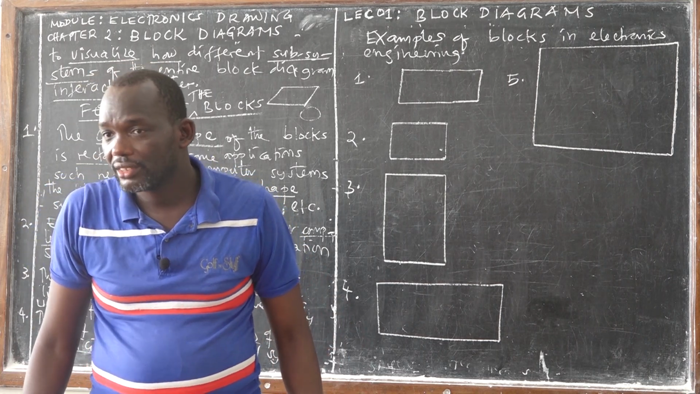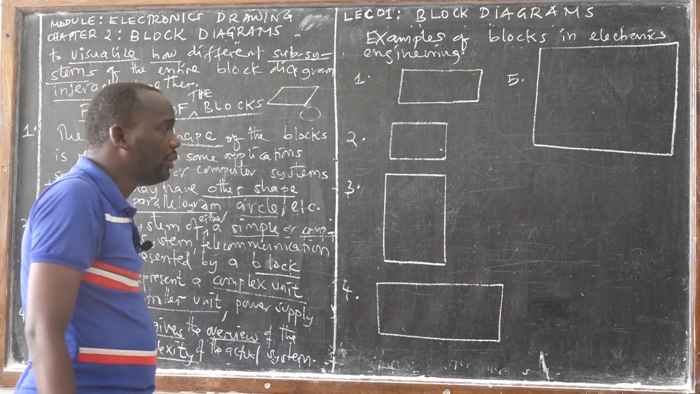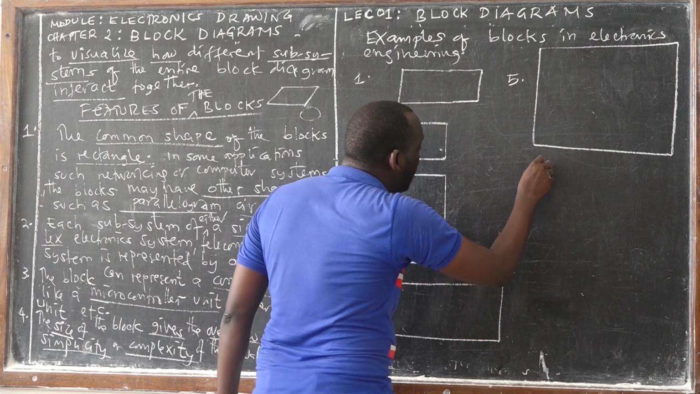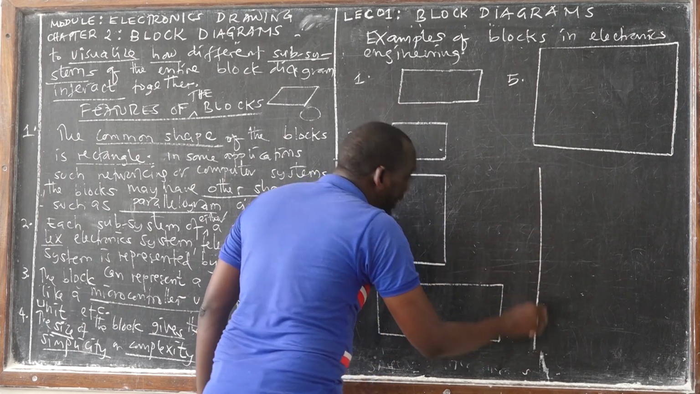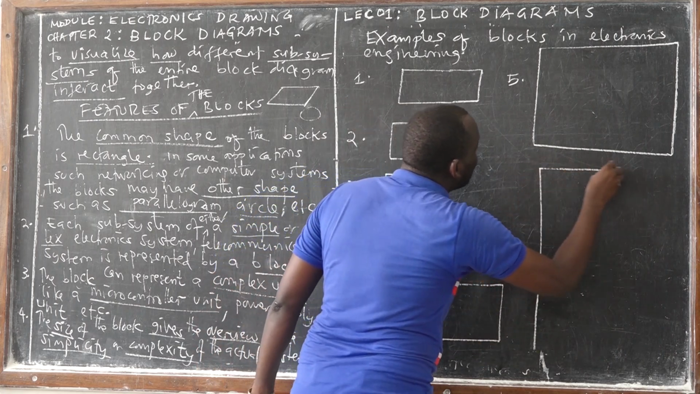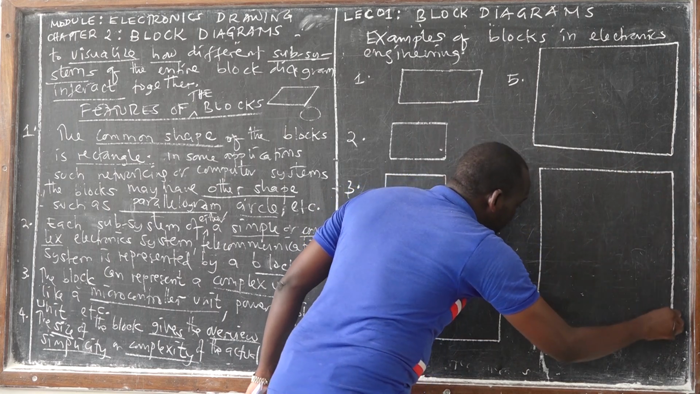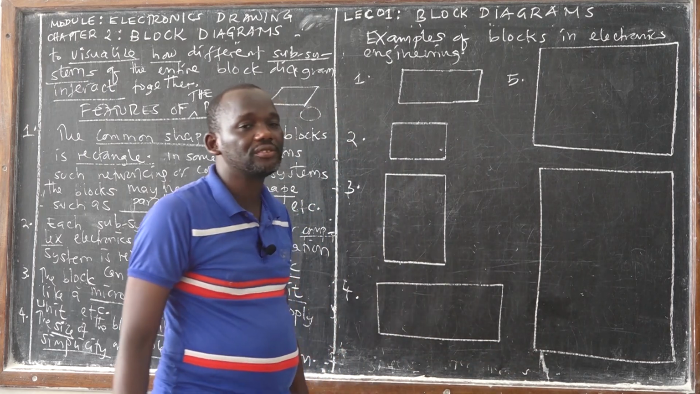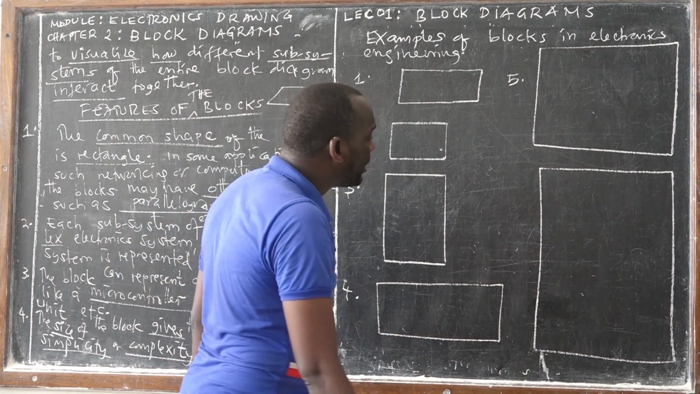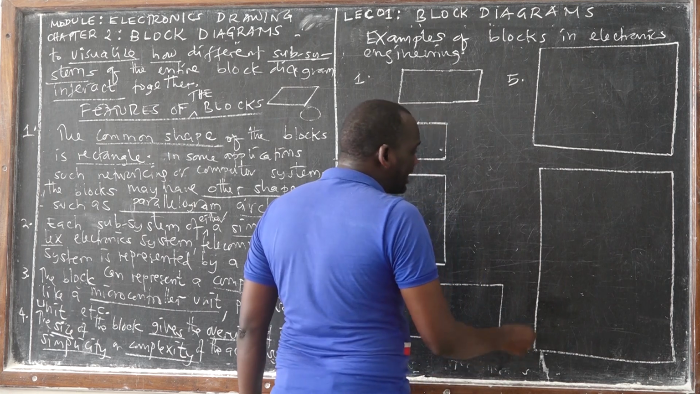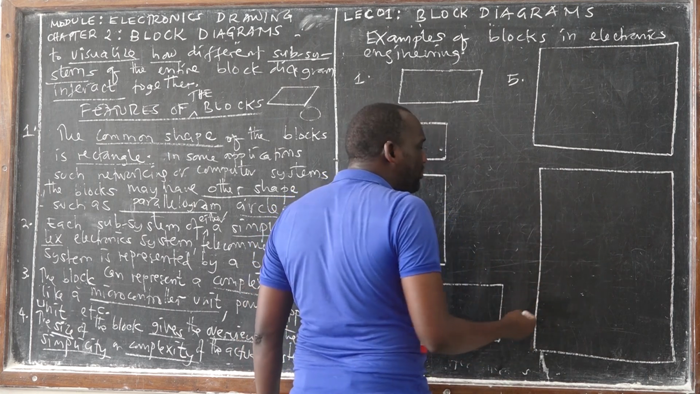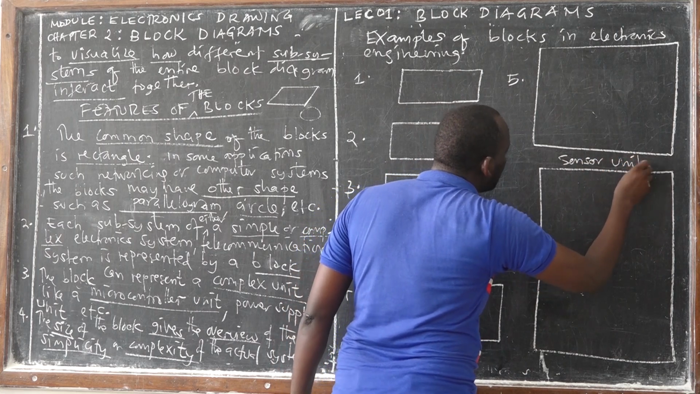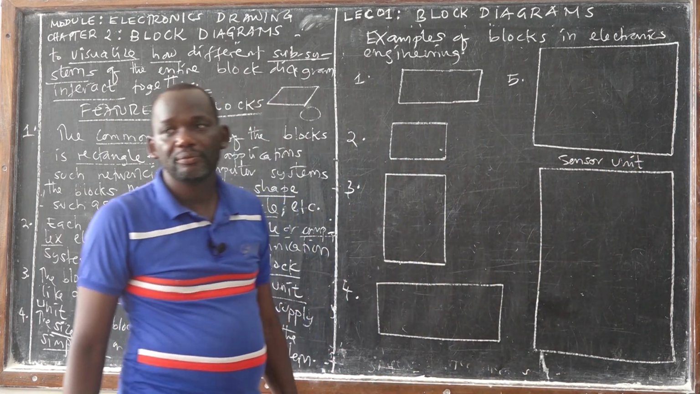Are we together? And sometimes we may draw a block or a set of blocks that represents what? A complex unit. Say complex unit. So sometimes you can draw a block, and this entire block, for instance, I don't want to name them, we can call it a sensor unit.